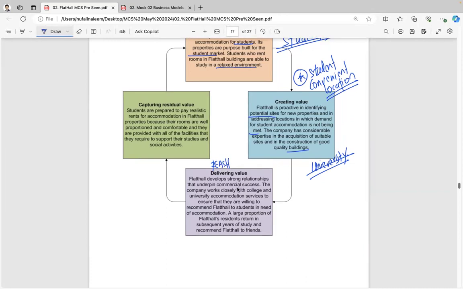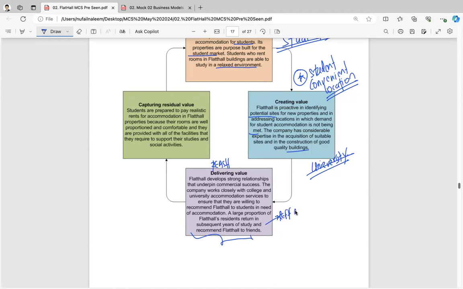FlattHall develops strong relationships that underpin commercial success. The company works closely with college and university accommodation services to ensure that they are willing to recommend FlattHall to students in the accommodations. A large proportion of FlattHall residents return in subsequent years of study and recommend FlattHall to friends. So in this case, one thing effectively is a referral system.